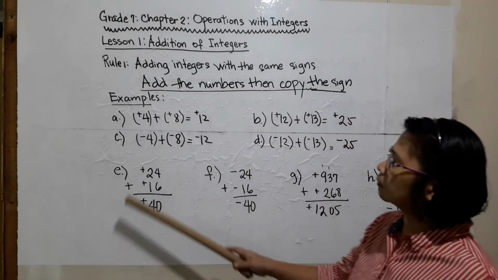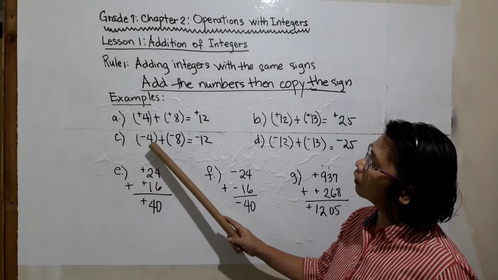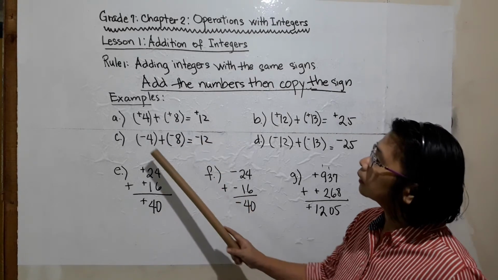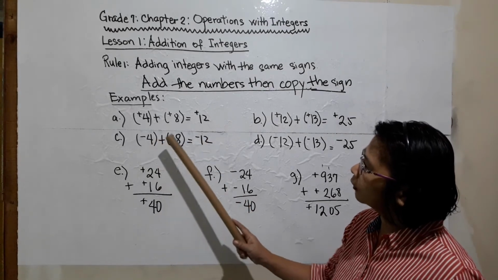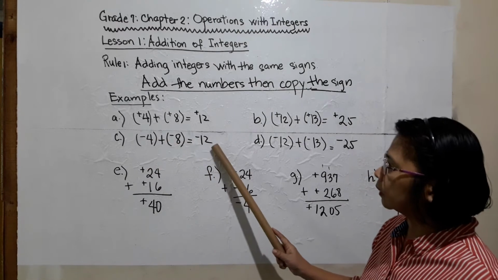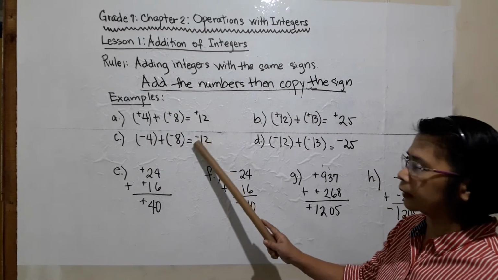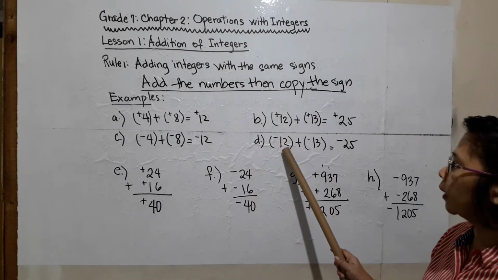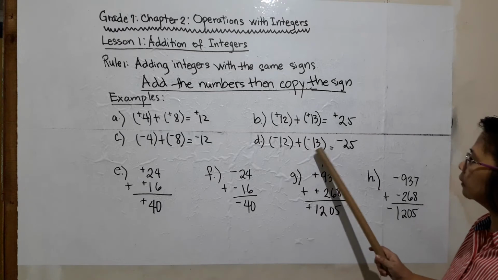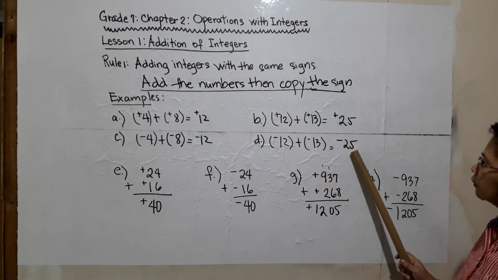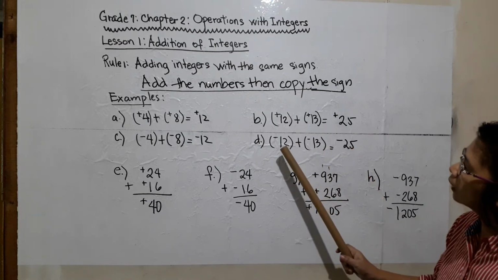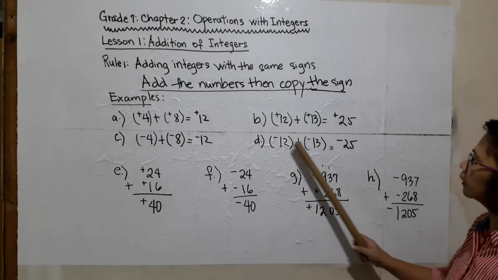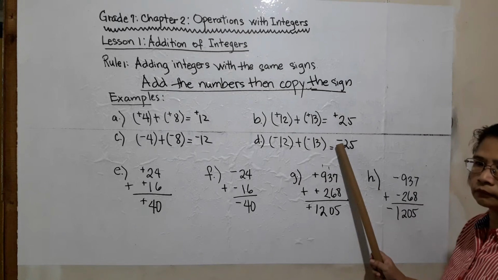Letter C example. Negative 4 plus negative 8 is equal to negative 12. Add the numbers, 4 plus 8 equals 12. Copy the same sign negative. Letter D example. Negative 12 plus negative 13 is equal to negative 25. So we should add only the numbers 12 and 13 to get 25, then copy the same sign negative.